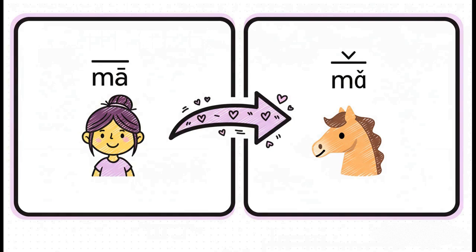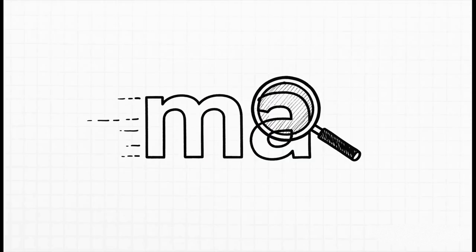And if you're wondering, do these tones really matter? Oh yeah, they matter a lot. Take the syllable ma. If you say it with that high, flat first tone, ma, it means mother. But if you only change the tone to the third dipping and rising one, ma, it means horse. So yeah, you don't want to get those mixed up. The tones are not optional. They are everything.